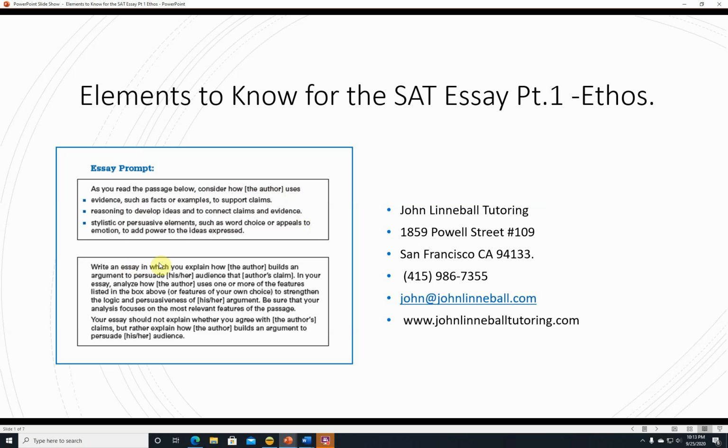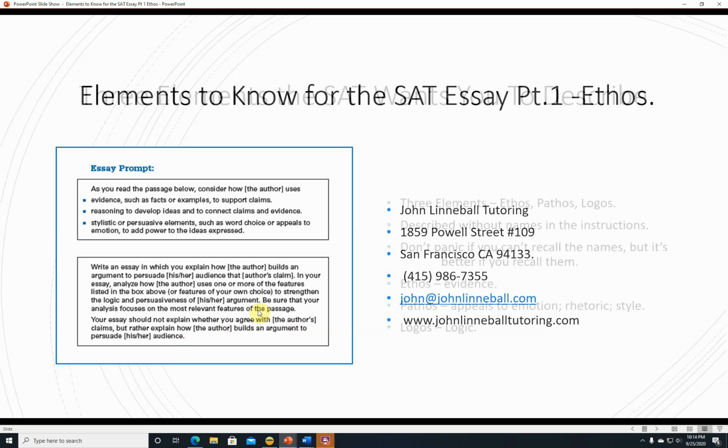So you want to write an essay in which you explain how the author builds an argument to persuade his or her audience that, and then whatever the author's claim is. McDonald's hamburgers are the best food you can eat, something like that. In your essay, analyze how the author uses one or more of the features listed in the box above or features of your own choice to strengthen the logic and persuasiveness of his or her argument. Be sure that your analysis focuses on the most relevant features of the passage. Your essay should not explain whether you agree with the author's claims, but rather explain how the author builds an argument to persuade his or her audience.